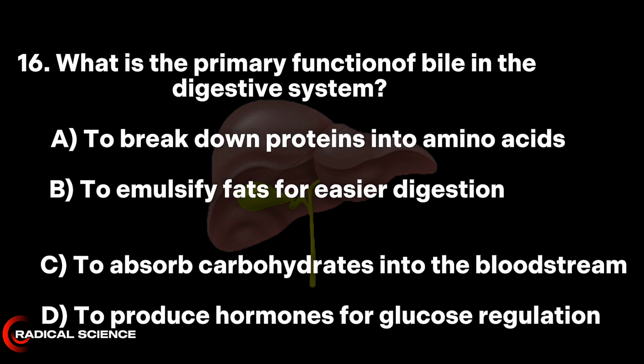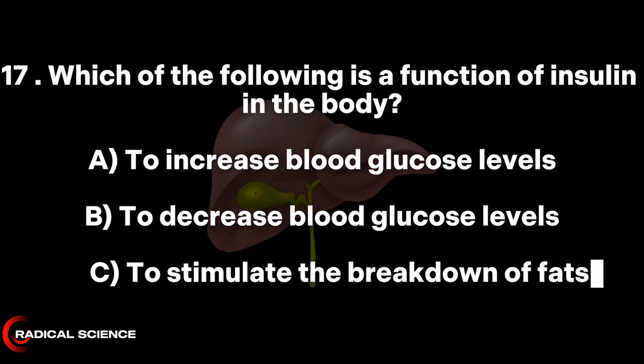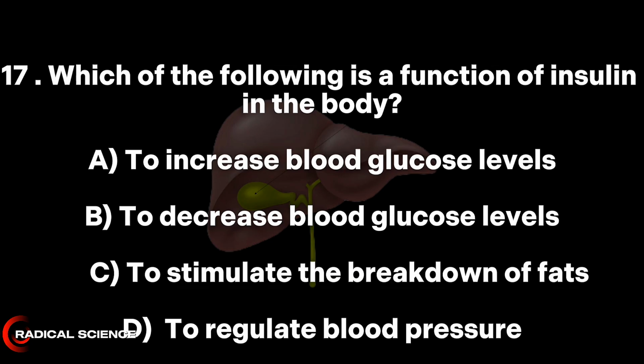Moving on to number 17. Which of the following is a function of insulin in the body? A. To increase blood glucose level. B. To decrease blood glucose levels. C. To stimulate breakdown of fats. D. To regulate blood pressure.